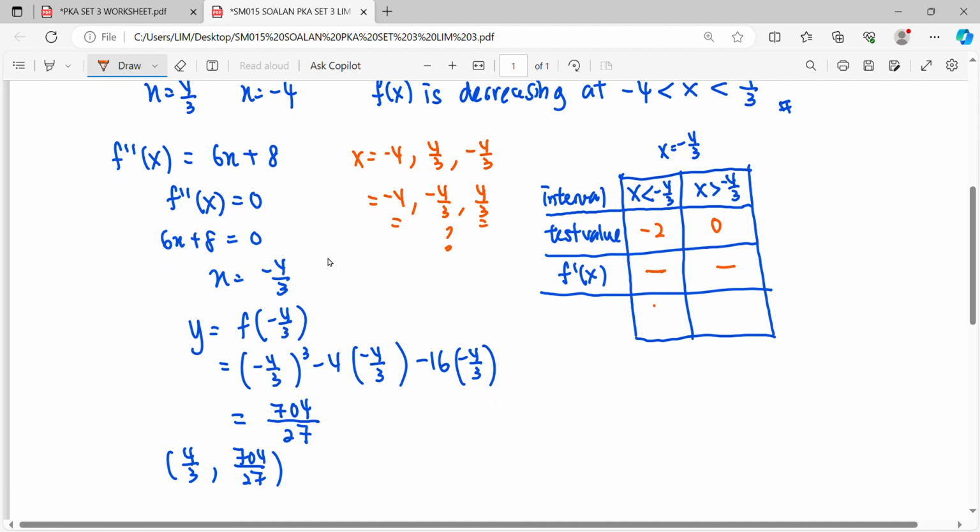So both tangents are going down, and only then can we verify and conclude that this is an inflection point. So remember, you have to do your test to verify maximum points, minimum points, and inflection points.